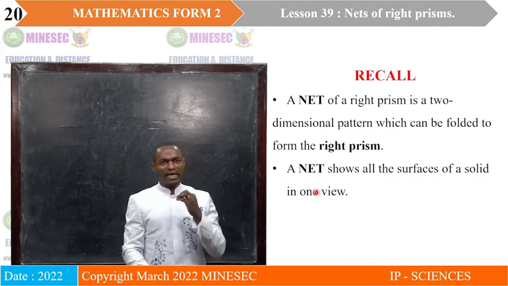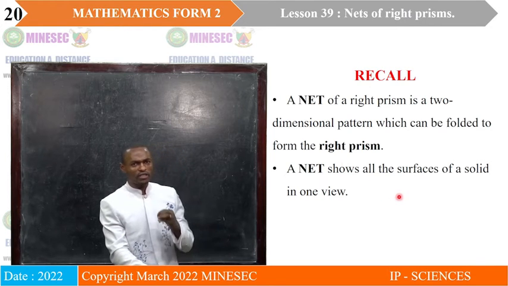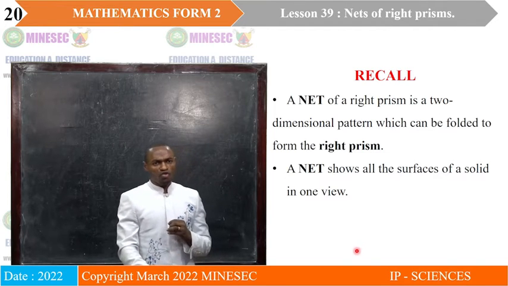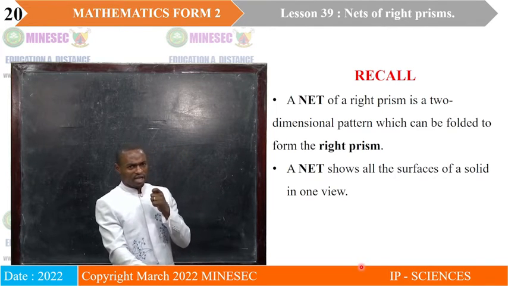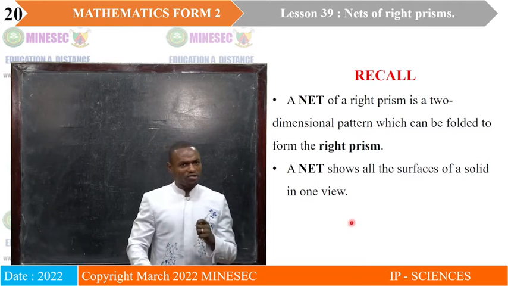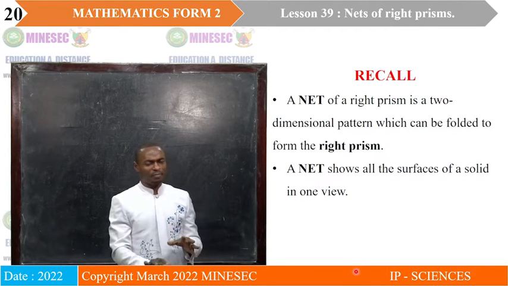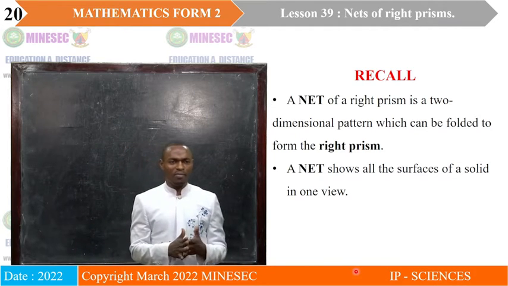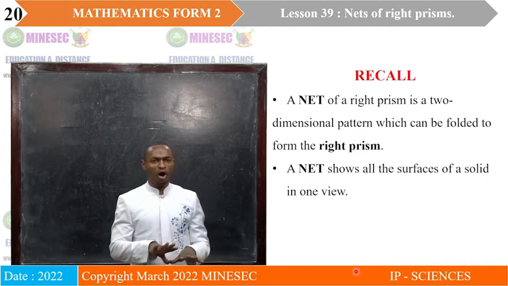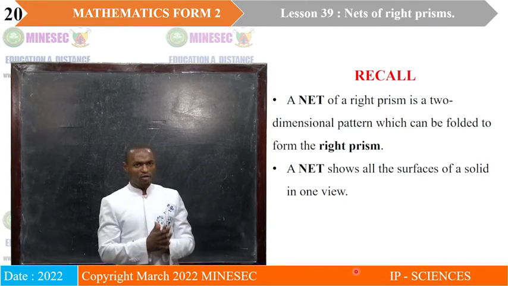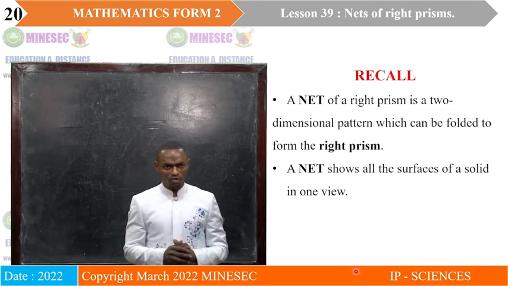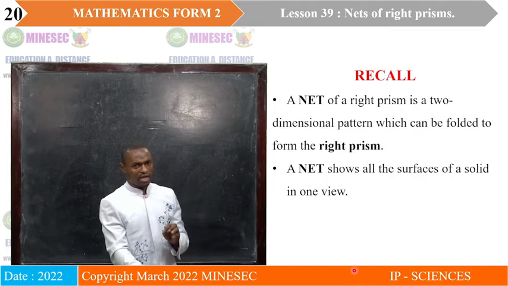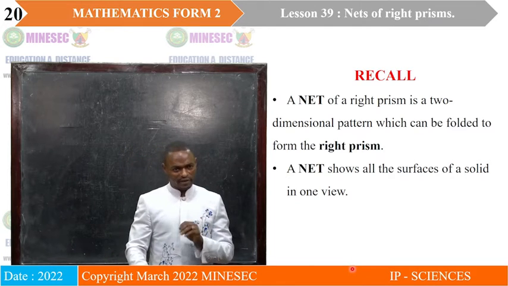Now, a net shows all the surfaces of a solid in one view. So, from what we have just illustrated, you see that when you take a solid figure and you display its net, the net of that solid figure helps you to be able to visualize, to see all the faces of that figure in one view. So it represents the image of any solid figure in a plane.